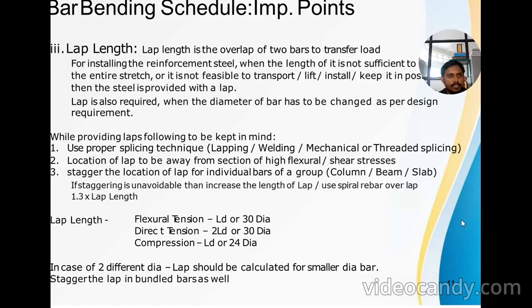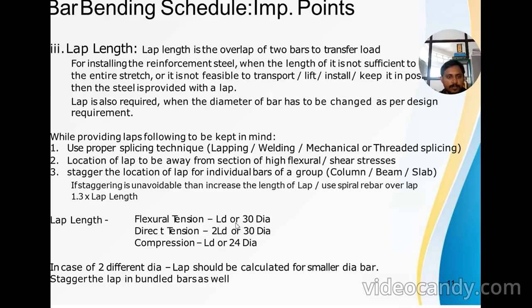Then move on to the next one, lap length. Lap length is nothing but the overlapping of two bars to transfer a load when installing reinforcement steel. For example, where a higher load is bearing, overlapping is required to transfer the load from one steel bar to another steel bar. The lap is also required when the diameter of the bar has to be changed as per design requirement.